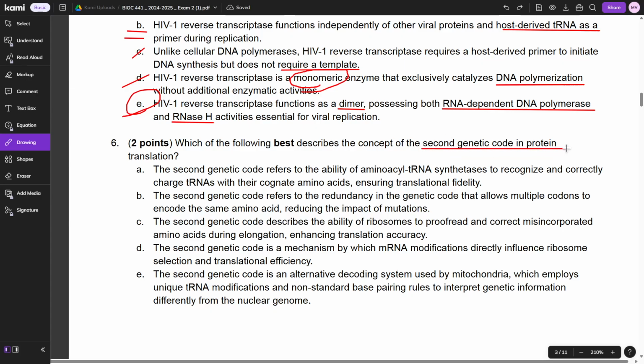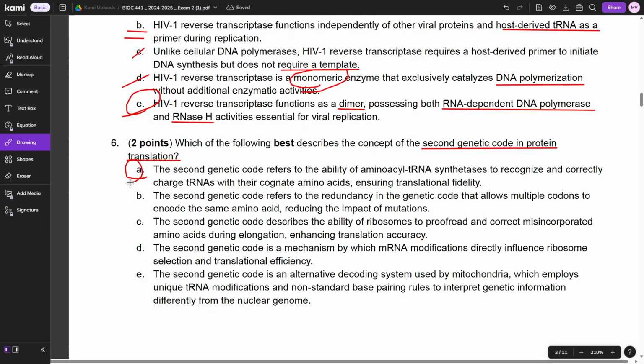Second genetic code in protein translation. Okay, this is literally tRNAs binding to their codons, plus the addition of the amino acid to every tRNA, that kind of thing, right? That is the second code. It refers to the ability of aminoacyl tRNA synthetases to recognize and correctly charge tRNAs with their cognate amino acid. Yes. I don't even have to read the rest of them. That is literally what I was just talking about, right? The second genetic code is: does the tRNA bind to the codon, first of all? And second of all, does the tRNA get charged with the correct amino acid?